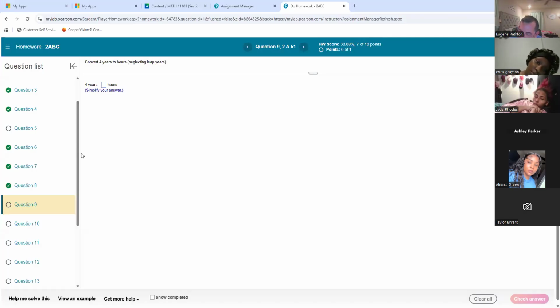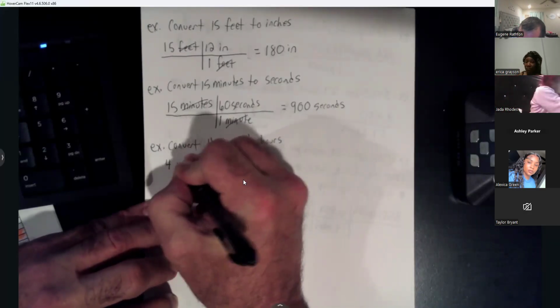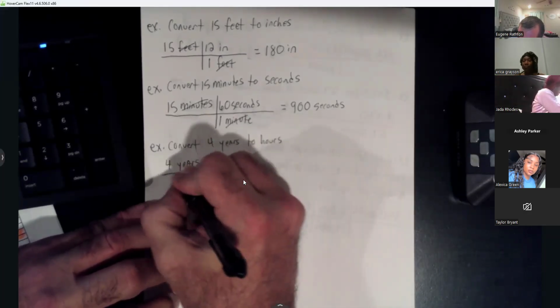Oh, let's try this one because this will get us a big number, I bet. Convert 4 years to hours. And I guess they're saying, forget about them leap years. We're not worried about that 29 days in February this time, okay? So we're going to need a few conversions on this because we're starting with 4 years, and we're going to hours.